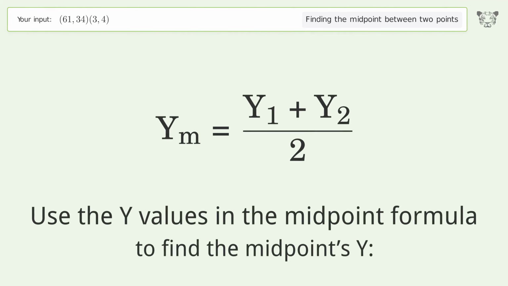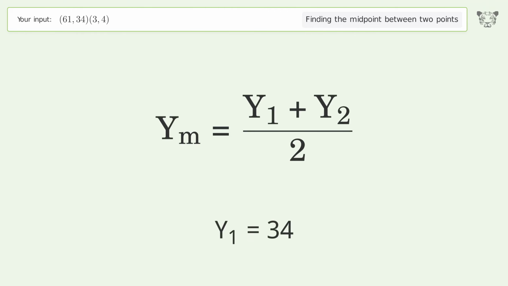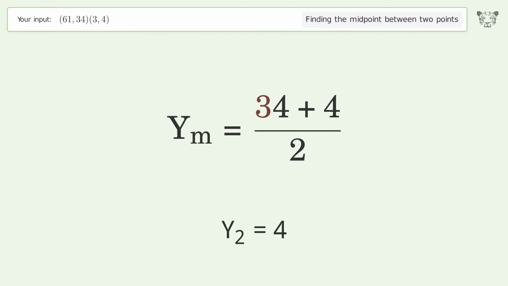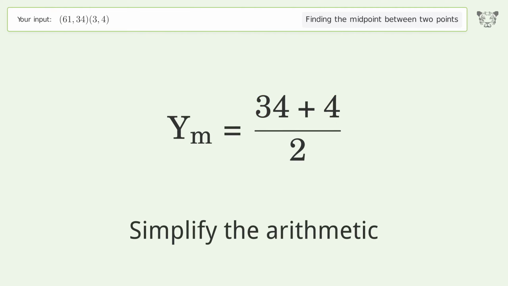Use the y values in the midpoint formula to find the midpoints y. y1 equals 34. y2 equals 4. Simplify the arithmetic.